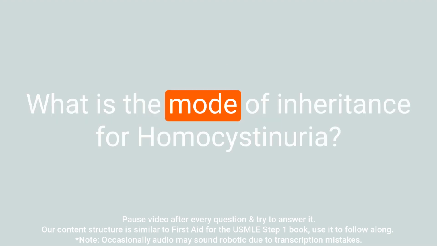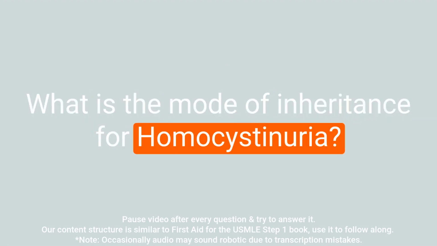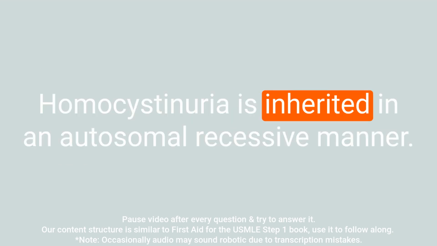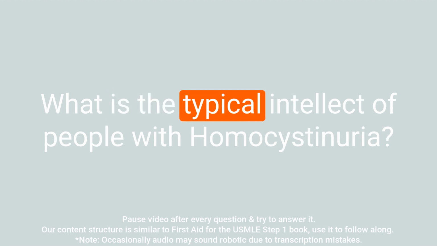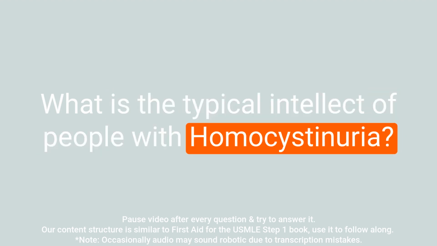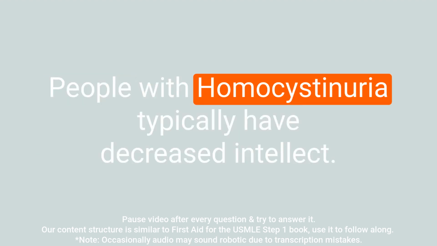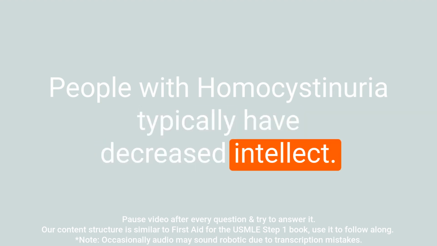Question: what is the mode of inheritance for homocystinuria? Answer: homocystinuria is inherited in an autosomal recessive manner. Question: what is the typical intellect of people with homocystinuria? Answer: people with homocystinuria typically have decreased intellect.